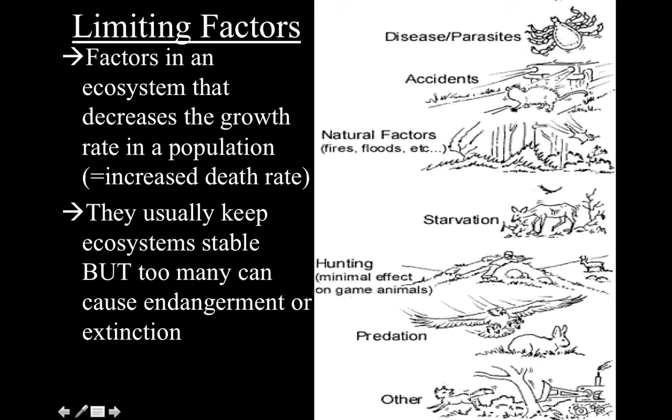Predators are definitely also a limiting factor, which we're going to talk more about. If there's lots of predators, that's going to increase the death rate for their prey.